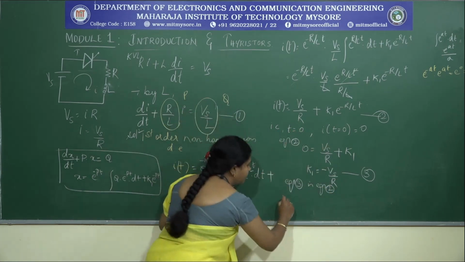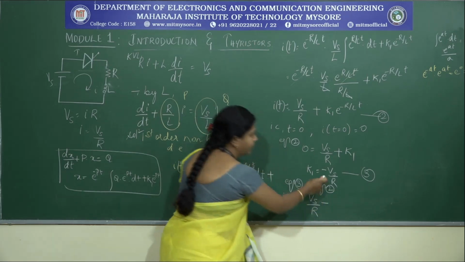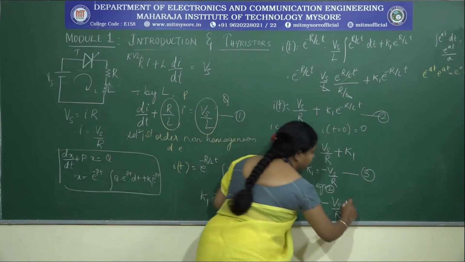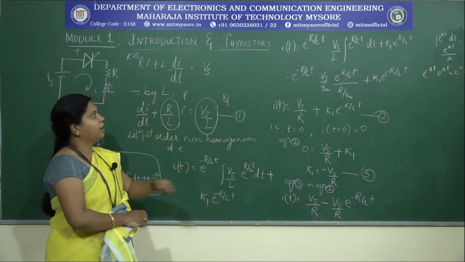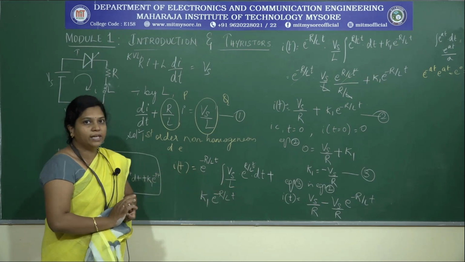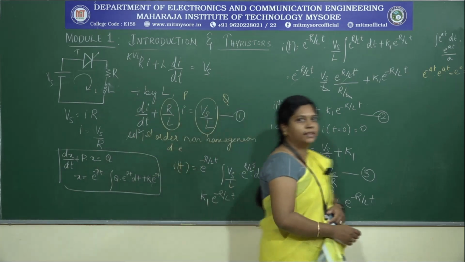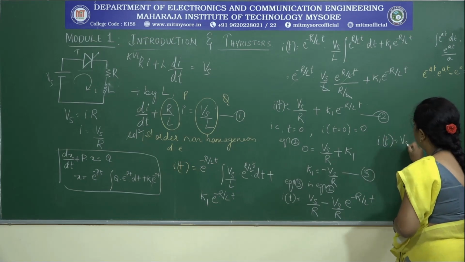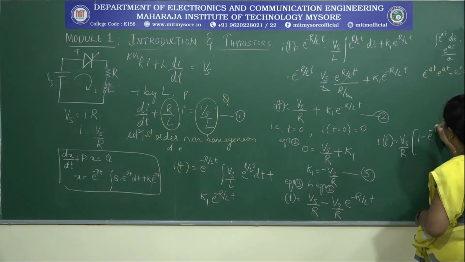If you substitute, what will you get? I of t is equal to Vs divided by R minus, instead of K1 we are going to write Vs by R into e to the power of minus R by L t. Now, from this equation Vs by R is in common. So, take the Vs by R common outside. The equation will be I of t is equal to Vs by R into 1 minus e to the power of minus R by L into t.